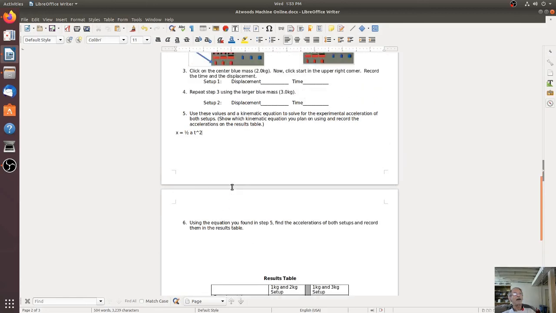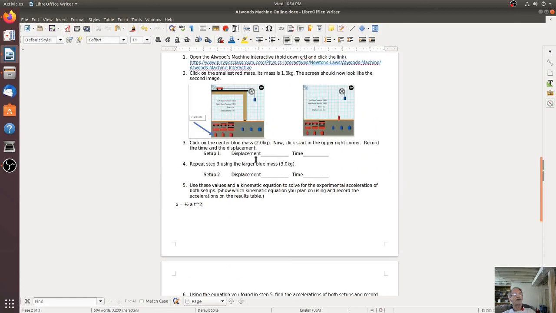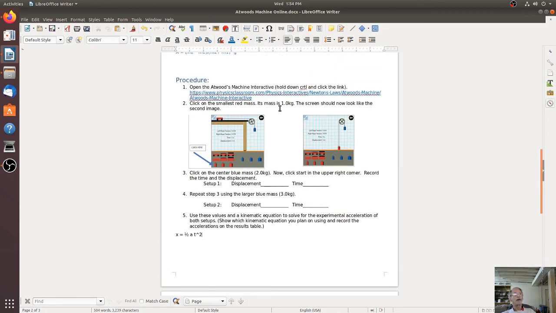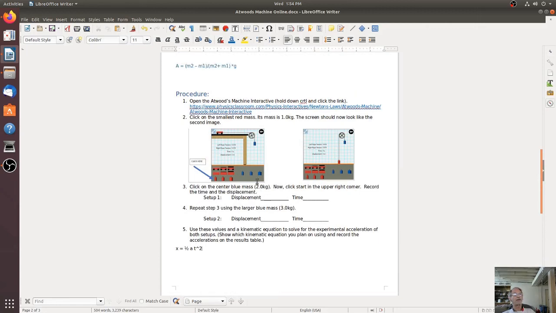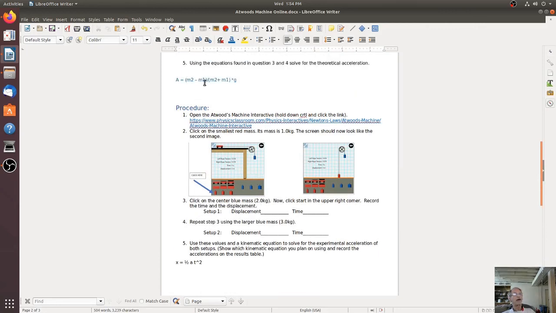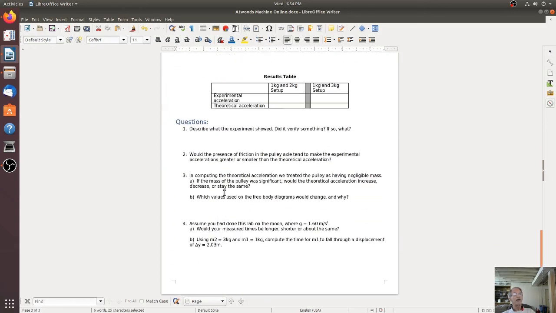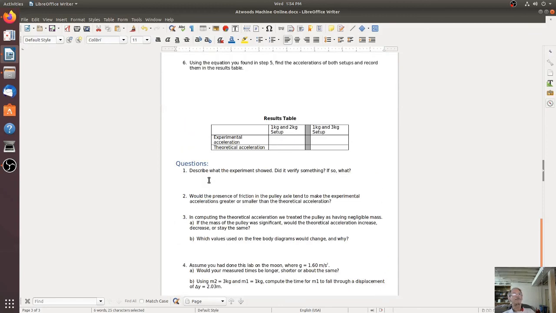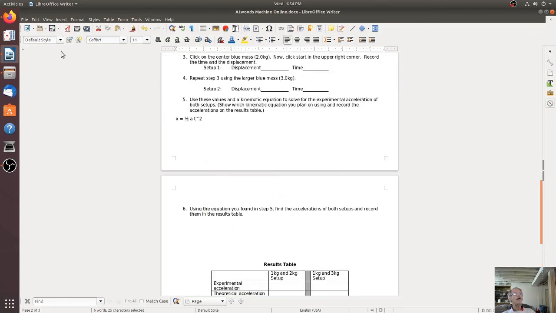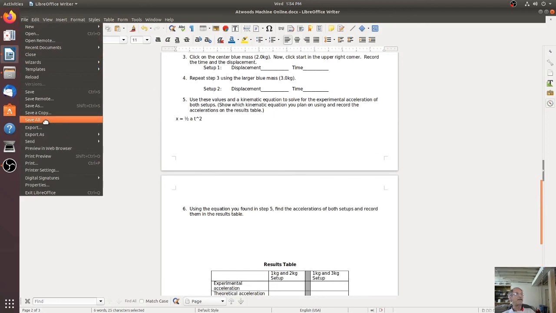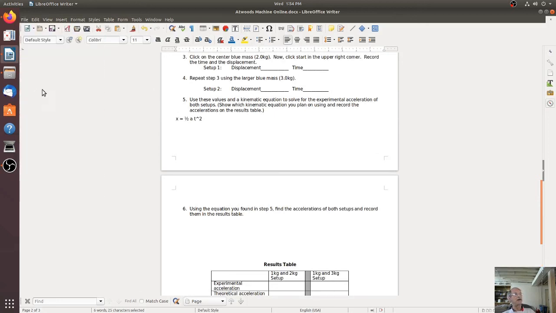And then I'm going to use the values of the 2 different masses. 1 kilogram for the red mass and 2 kilograms for the heavier mass in this case. And I'm going to calculate the theoretical acceleration from this. And I'm going to fill that into the results table. Then I'm going to answer these questions. Okay, then I'm going to do a save.